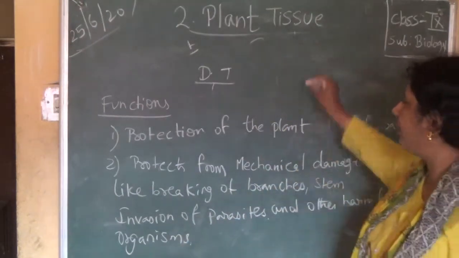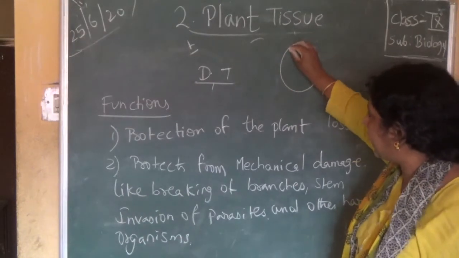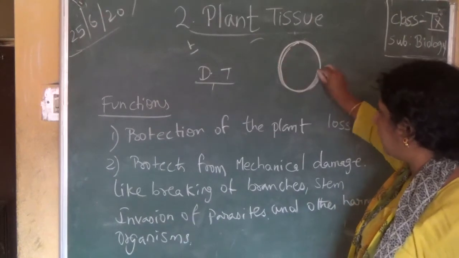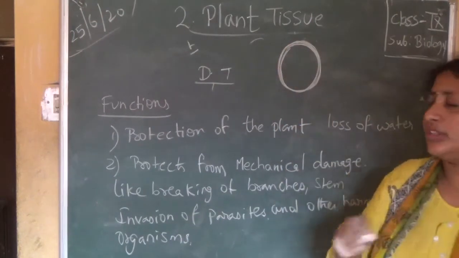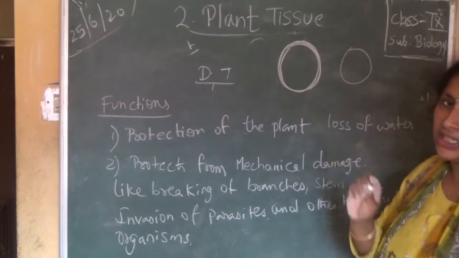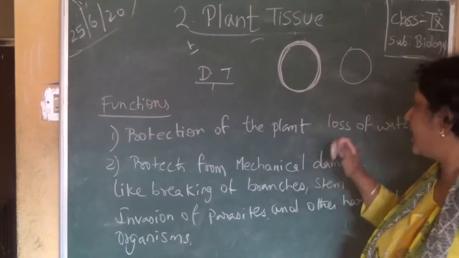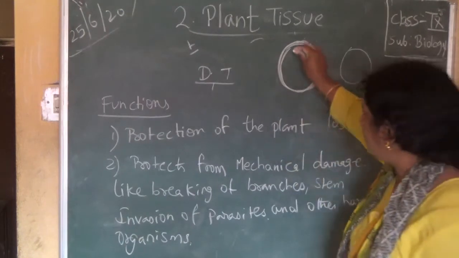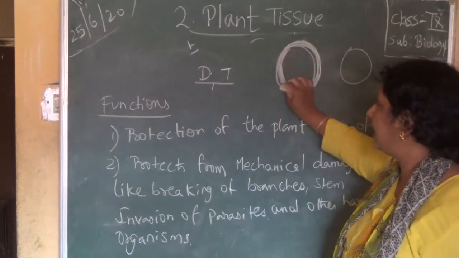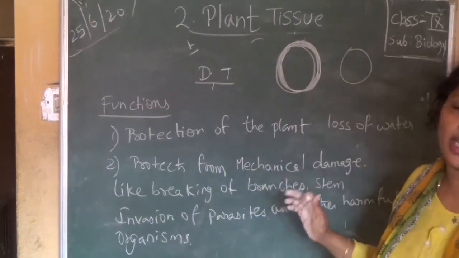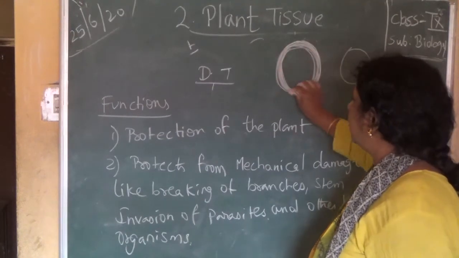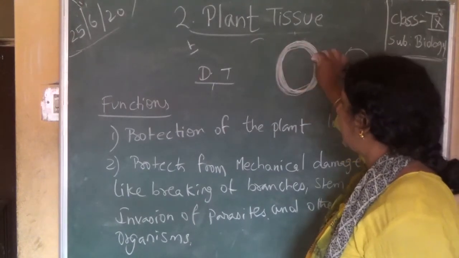So that's why the walls of the dermal tissue are thicker. The cell wall is thicker in the dermal tissue compared to meristematic tissue. Meristematic tissue has a simple, thin cell wall. But in dermal tissue, the cell wall is thicker because it is giving protection to the plant. And it has three layers.